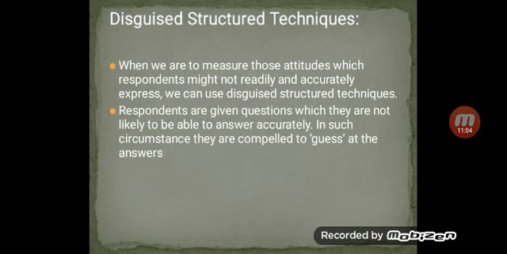Respondents are given questions which they are not likely to be able to answer accurately. Here the question will be somewhat confusing to the respondents. In such circumstances, they are compelled to guess the answer. As a researcher, we have to ask the question so that they are guessing. For example, two t-shirts will be shown to the people. The poor people might say it is 500 according to their mentality of buying, and rich people would say 1500 based on their mentality, and they will guess based on their attitude, their belief, and their mentality.